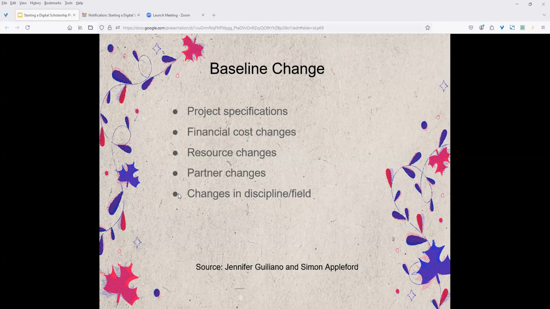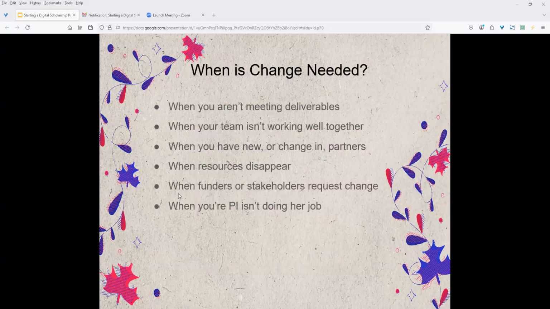So the baseline change, what happens? Looking at the entire project, what do you have now which you didn't have at the beginning? Many costs are greater than expected or have risen since the project started. Maybe the institution you're working with made a resource that you were anticipating no longer available. Changes in the discipline mean that the project you're working on may no longer be needed. So you can always have these various baseline changes that can affect your project.